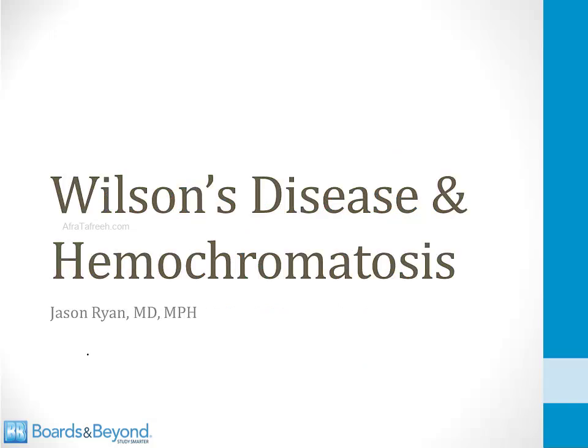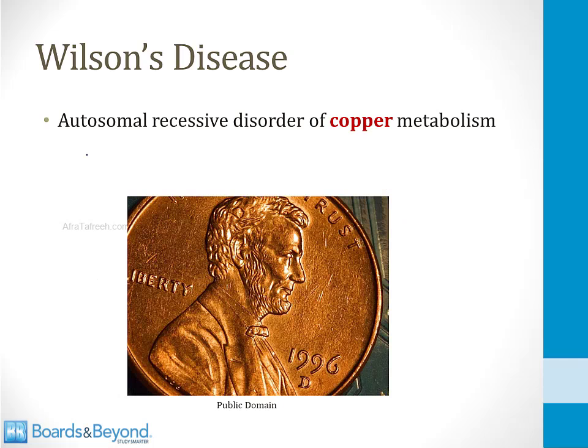Hello everybody and welcome to our module on Wilson's disease and hemochromatosis. We'll start by talking about Wilson's disease. This is an autosomal recessive inherited disorder that involves the metabolism of copper, and I've put a picture of a penny on the screen here to remind you that copper is important in Wilson's disease.